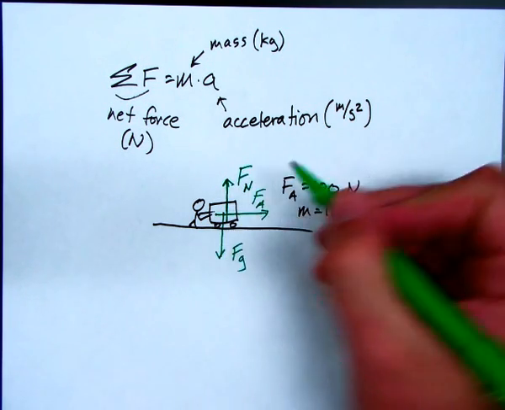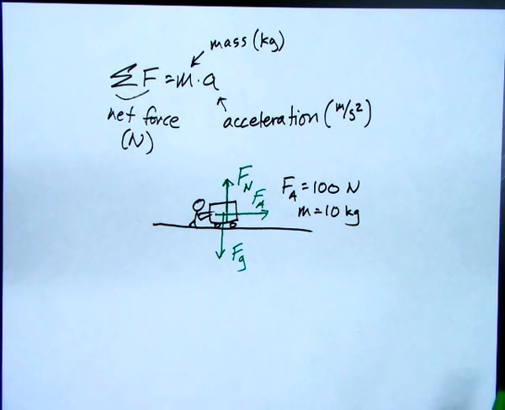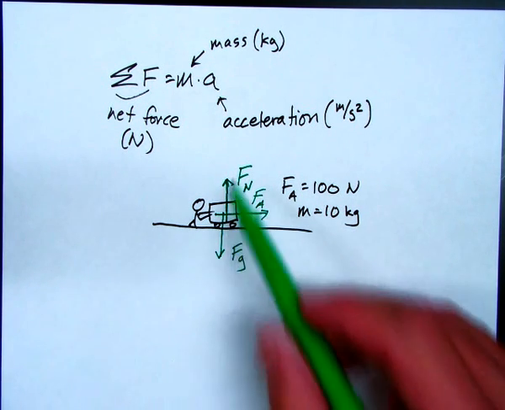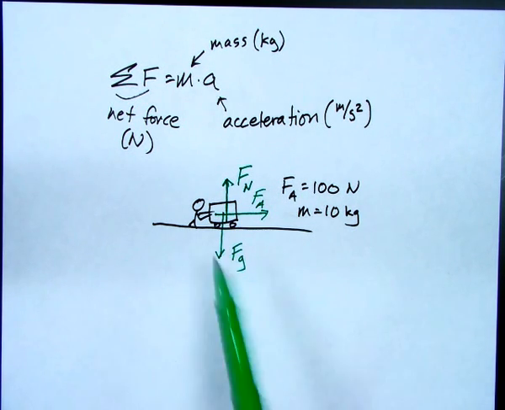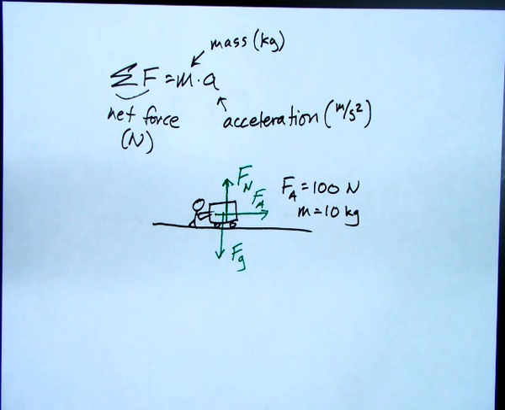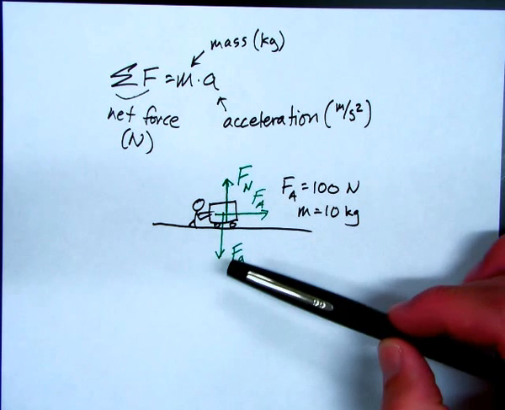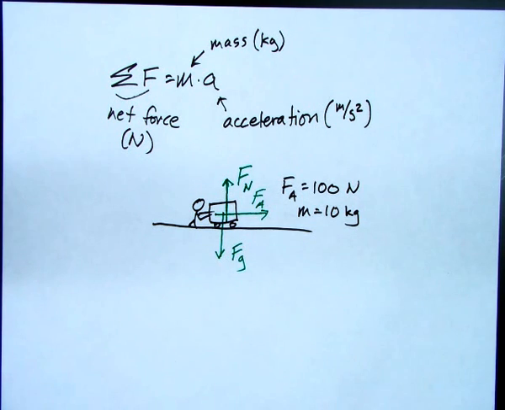So I have three forces acting on this block. I have a normal force acting upward, gravity acting down, applied force acting to the right. Now in this case, there's only one force up and one force down, and they necessarily will equal each other because it is not accelerating up or down. And I have one force acting in the x direction to the right.